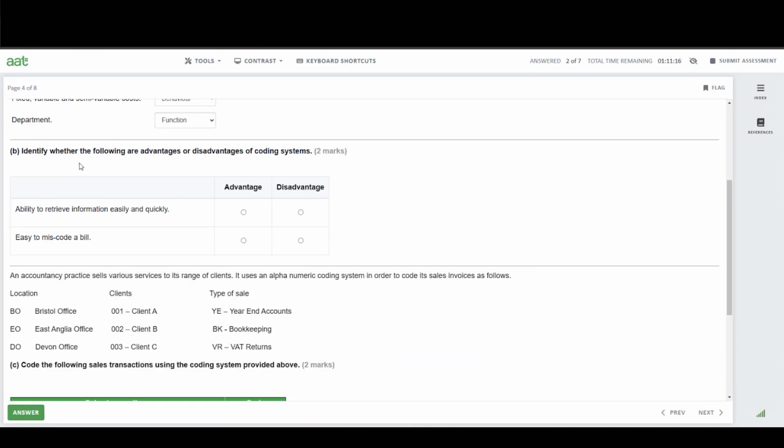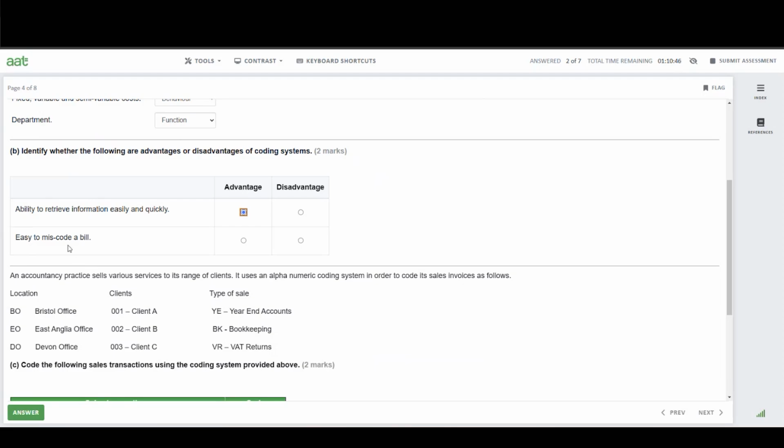In part B, we need to identify whether the following are advantages or disadvantages of coding systems. So with a code, we assign the cost or the revenue with a code, don't we, rather than using the full description, either an alphanumeric or a purely numeric code. So yes, coding systems do mean that we can retrieve information easily and quickly. So that's definitely an advantage of it.